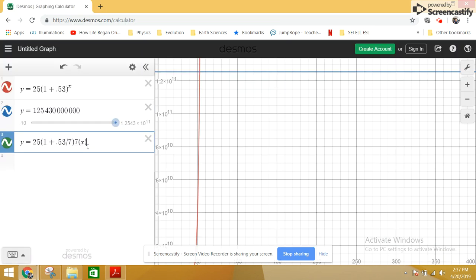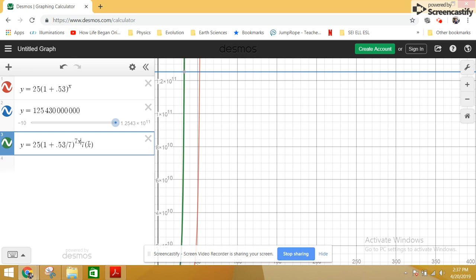Now we've already got our y equals 125,430,000,000 equation. We just need to fix, when I copy pasted this, it messed it up. So we fix that and make it 7x in the exponent position. Get rid of this extraneous extra stuff. And I'd already rearranged the y and x arrangement, scaling of this.